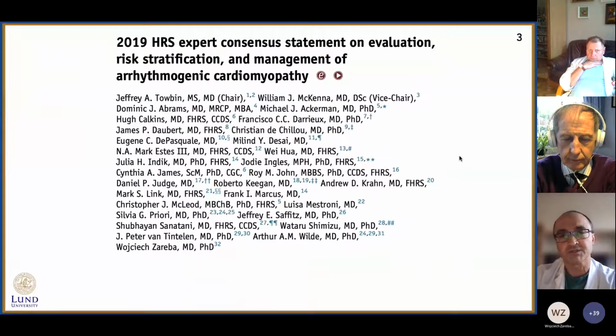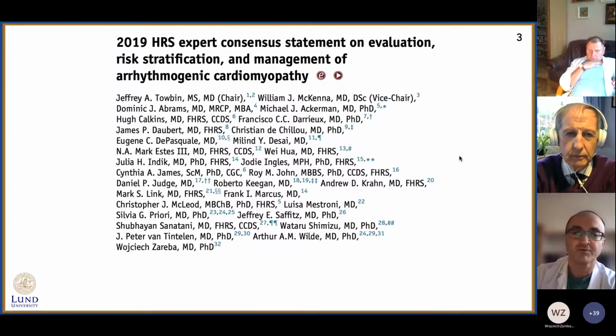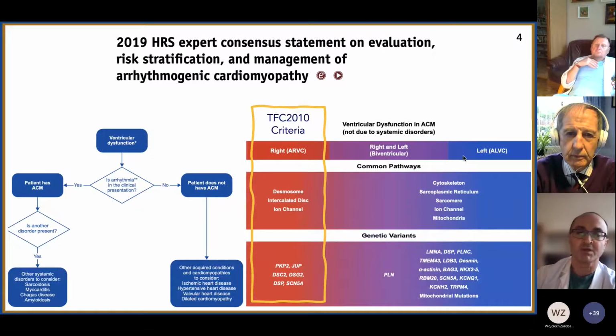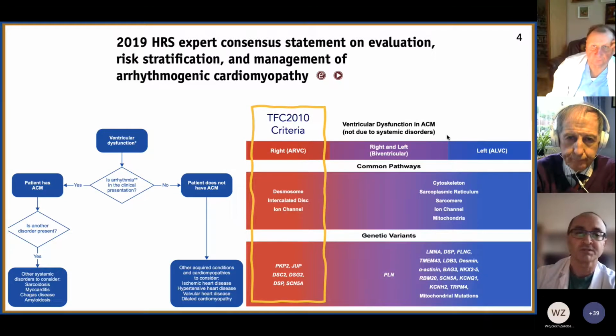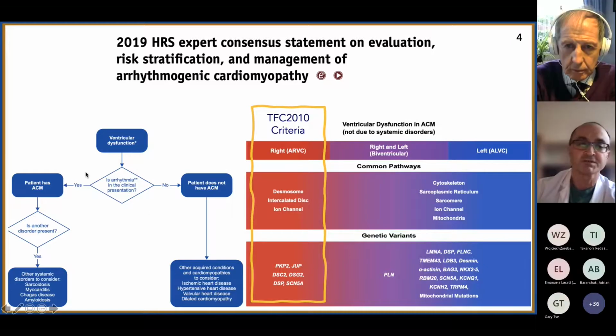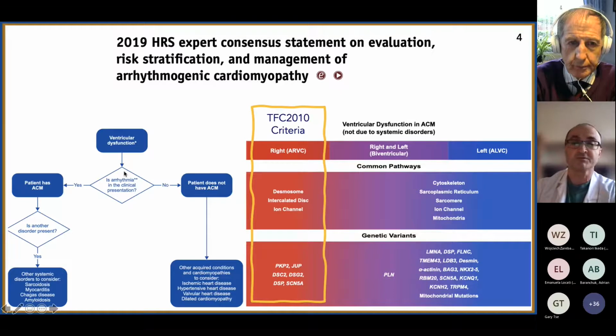However, recently, 2 years ago now, came the HRS consensus statement that put ARVC in a broader perspective of arrhythmogenic cardiomyopathy, which is a group of cardiac diseases where the ventricular dysfunction is associated with very significant ventricular arrhythmia as a part of the phenotype. And depending on the degree of involvement of right or left ventricle, different forms of the disease have been described.